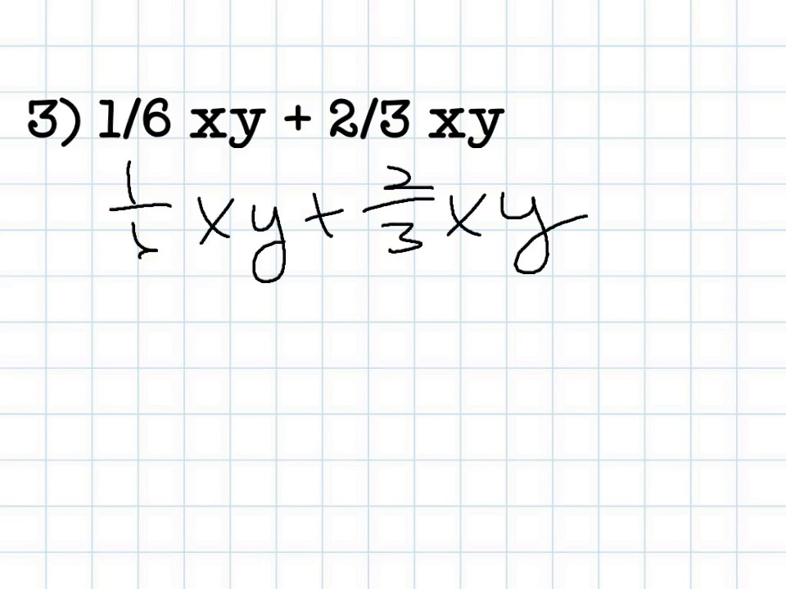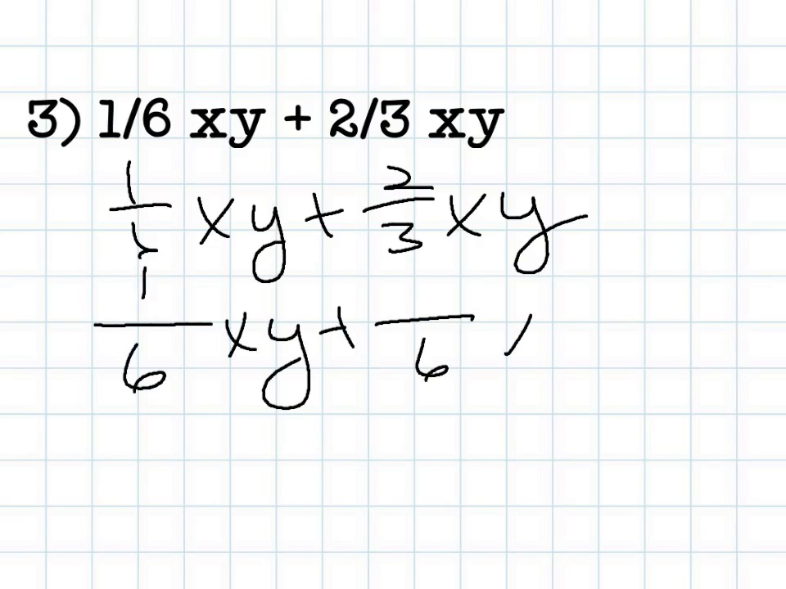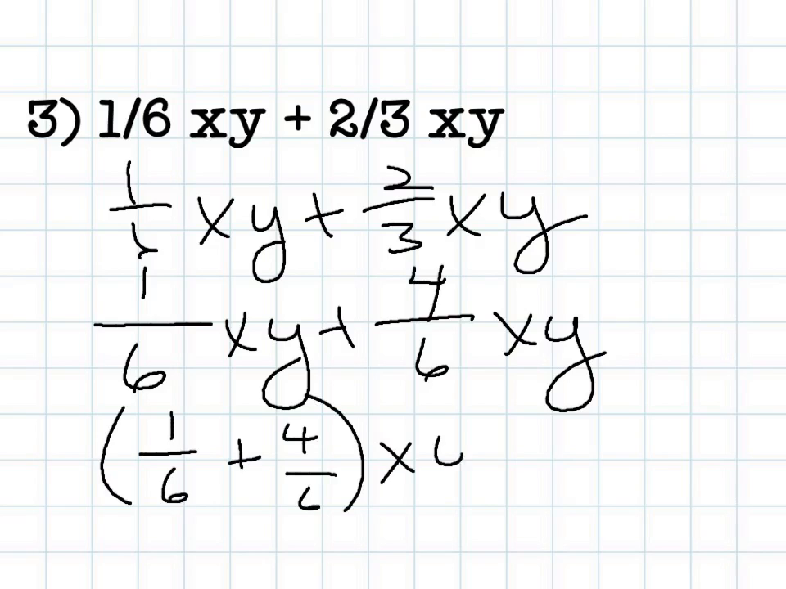What is your common denominator? The common denominator is 6. Well, since this is already 1/6, I can write the whole thing. And then we write plus something over 6 xy. Well, 3 goes into 6 2 times. 2 times 2 is 4. Now I can add them together as I regroup. So I take out the 1/6 plus the 4/6 xy, and if I add them together, I get 5/6 xy.